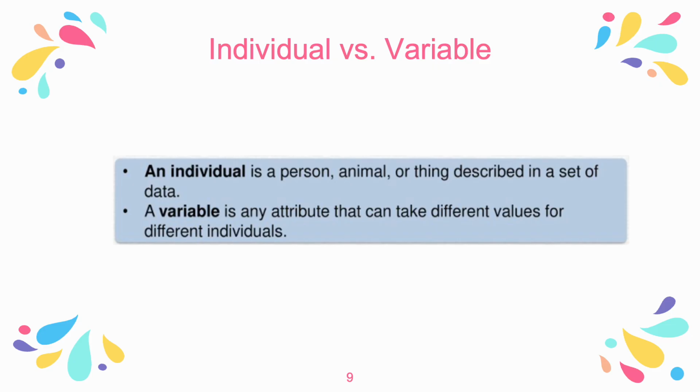So in statistics, we distinguish between individuals, the people or objects being studied, and variables, the characteristics we measure. For example, if we survey students, the individual is each student, and a variable could be favorite color.